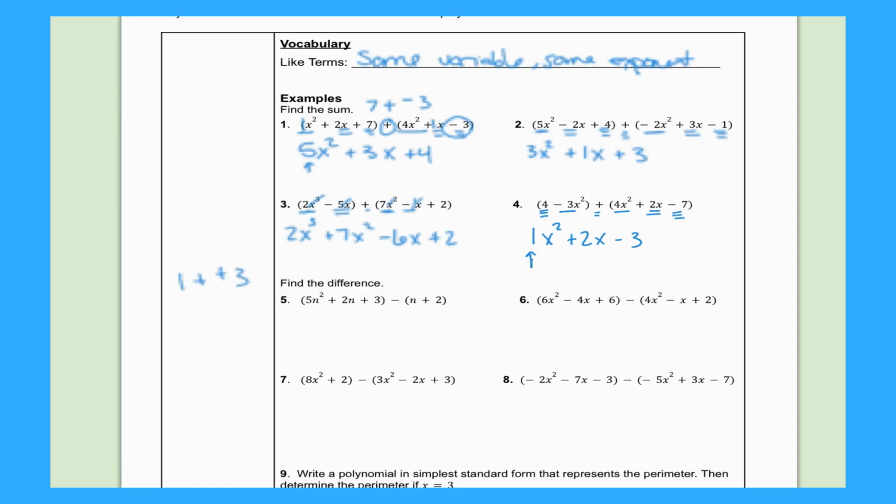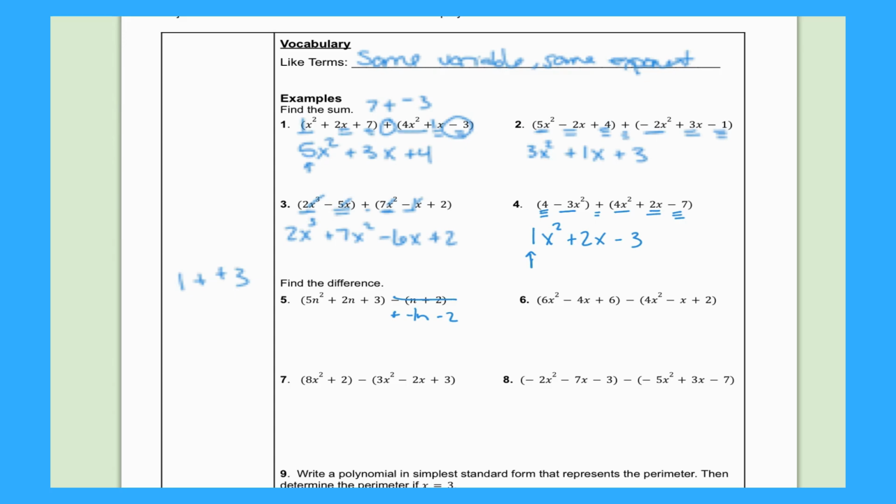So that's what we're going to do with this. I'm going to change this to a plus, but it's going to make everything inside this second set of parentheses after that minus sign become the opposite. So that's negative n, or negative 1n, and negative 2. So I don't need that top part anymore. So now I'm combining it with negative 1n and a negative 2.